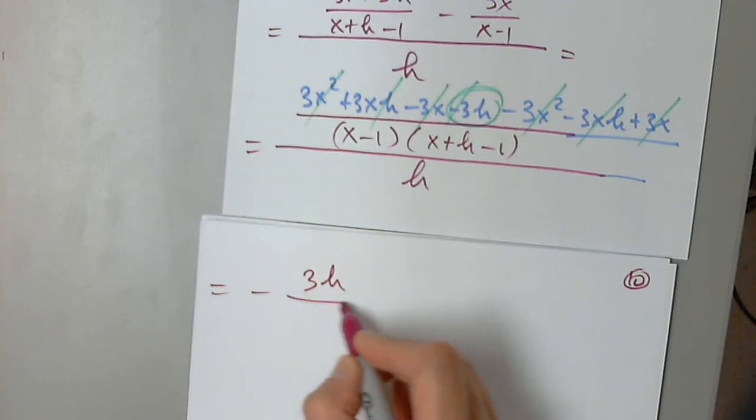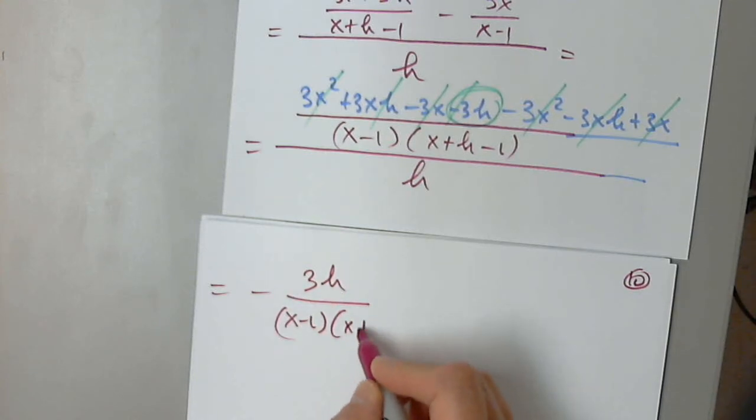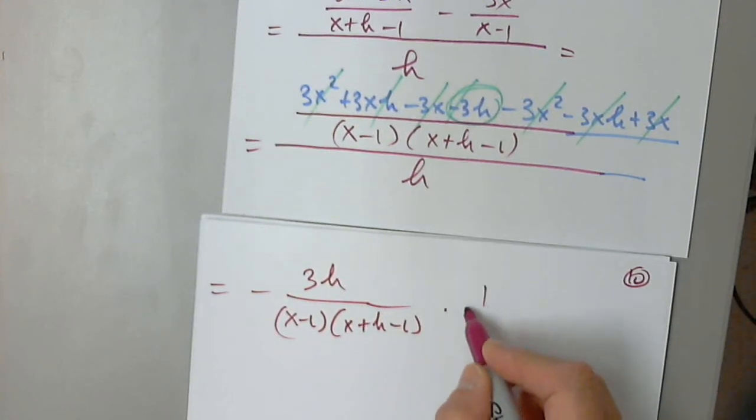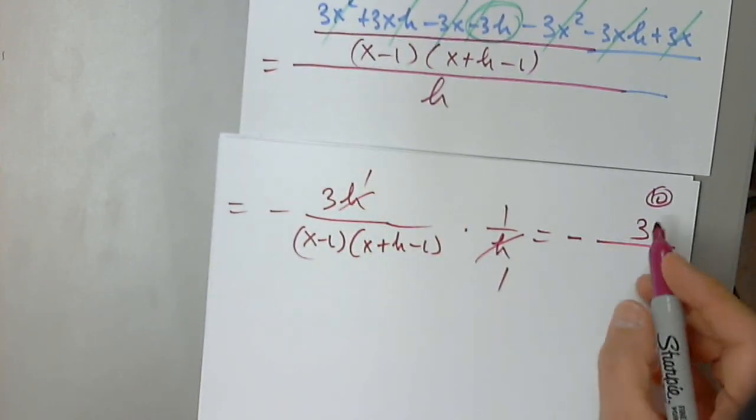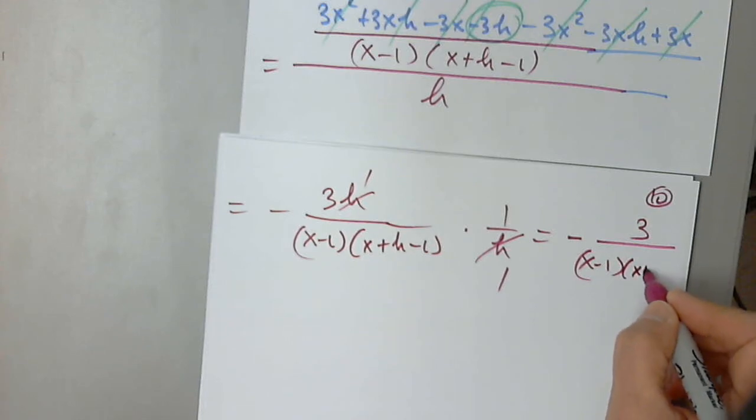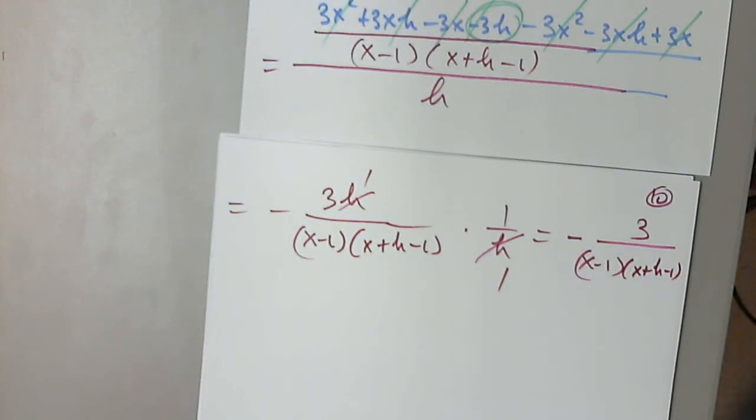Negative 3h over x minus 1, x plus h minus 1, times 1 over h, and I simplify, and I get negative 3 over that product. I've seen it in so many papers. You write something about the top and you forget to copy the denominator. So please do not forget to copy the denominator.